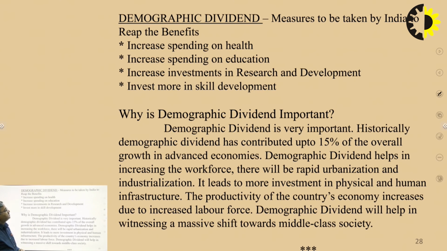Measures to be taken by India to reap the benefits of the demographic dividend: increase spending on health, increase spending on education, increase investment in research and development, and invest more in skill development. These four important aspects highlight the most crucial steps and policies that need to be taken care of by the policymakers and must be implemented.